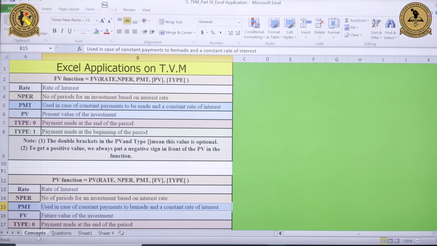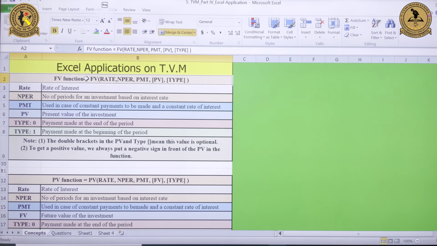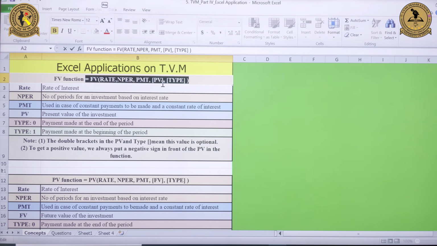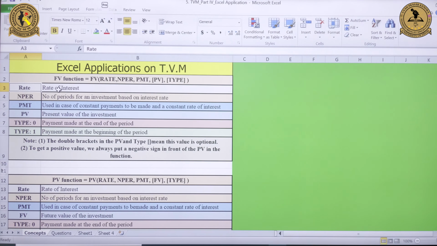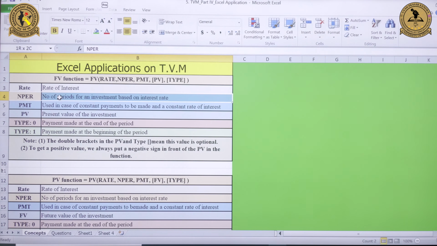So here we begin. In order to calculate the future value of single cash flows, series of equal cash flows or series of unequal cash flows, there is a separate Excel function in Microsoft, which is the future value function: equals to FV(rate, NPER, PMT, PV, type). Here FV represents the future value, rate represents the rate of interest, NPER represents the number of periods for an investment based upon the interest rate.